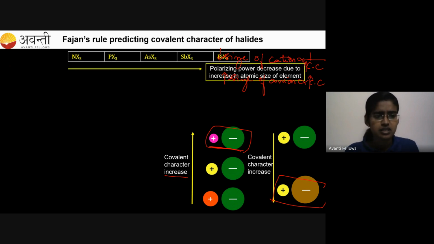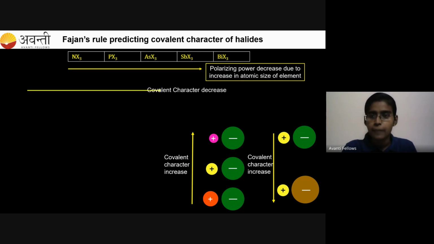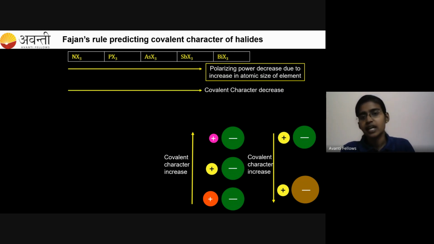Let me erase this. The polarizing power decreases from top to bottom due to the increase in the atomic size. Now, I have already told you, if the size is very small, polarizing power is more. So nitrogen has a very small size compared to bismuth, so nitrogen has high polarizing power, and that power decreases from top to bottom. Because of that, covalent character also decreases. So NX3 is more covalent, BiX3 is less covalent.